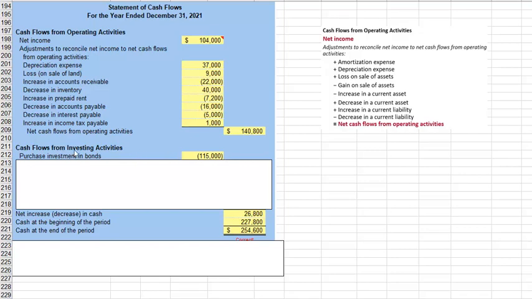The cash flows from investing and financing follow the direct method, as you've seen in your readings. This means if we pay cash, we decrease. If we receive cash, we increase.